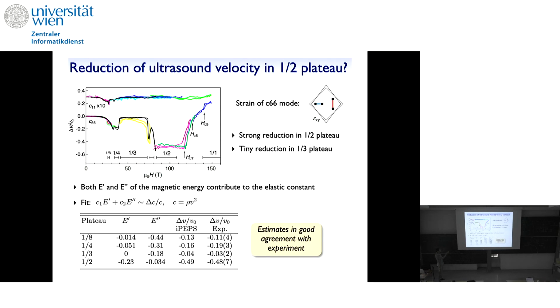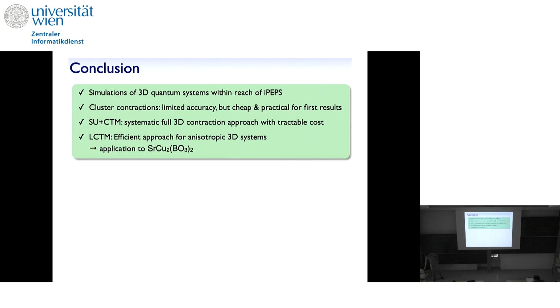And we managed to relate the change here to the first and second derivative of the magnetic energy. By fitting the iPEPS results to these changes, we managed to get quite a good agreement between theory and experiments. So that's just another example showing that iPEPS is a very useful tool to get insights into the physics of this material. I just wanted to flash these things as a basis to maybe discuss later if someone's interested.